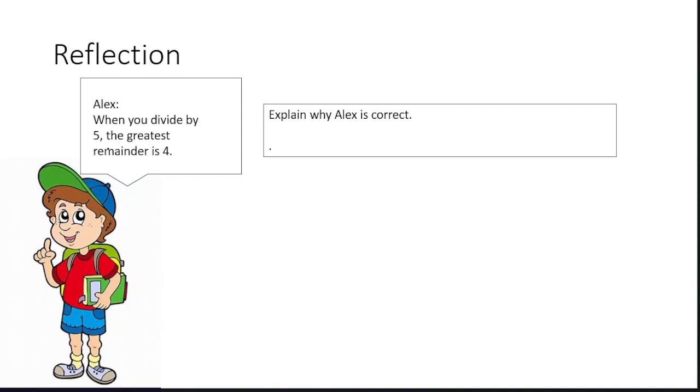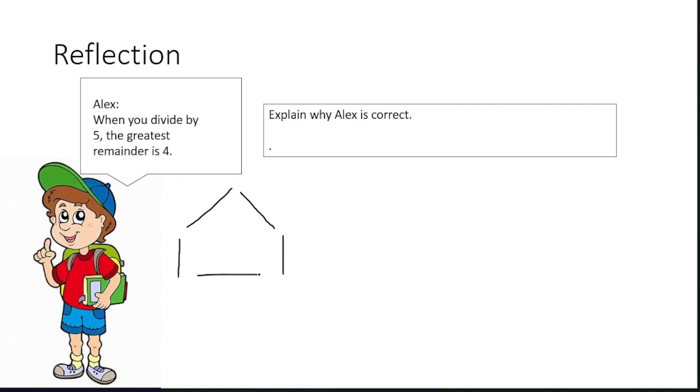So just a bit of reflection. Alex says when you divide by 5, the greatest remainder is 4. Now we have to explain whether Alex is correct. If you think about it like this, a pentagon is a 5-sided shape. So I'm just going to draw one.